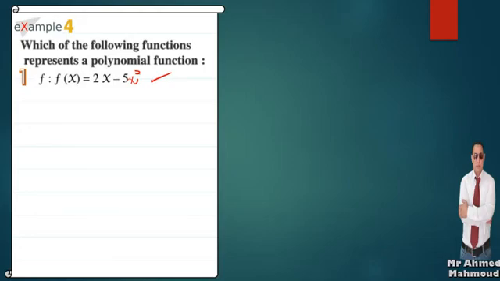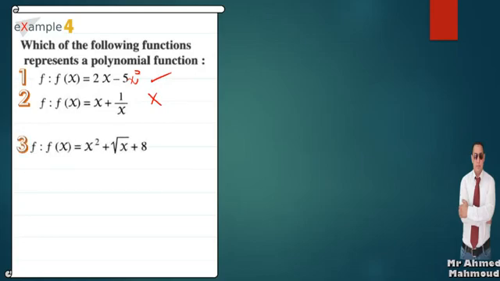Okay, another example. Here we have x power 1, but here we have 1 over x. That means this one is x power negative 1, then this one is not a polynomial function. Another example. Here we have x power root x, which means x power half. Power half is not a natural power, then this one is not a polynomial rule.